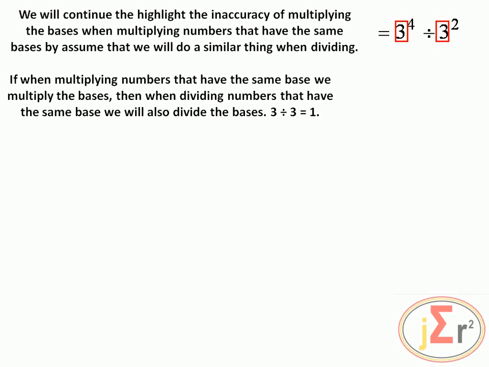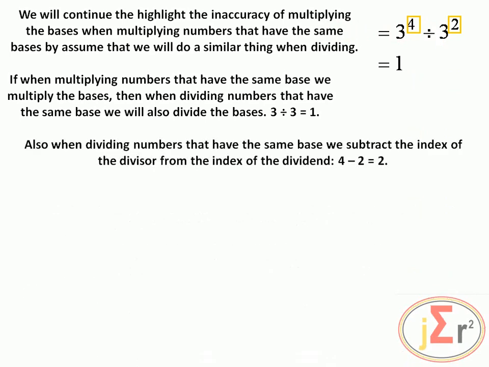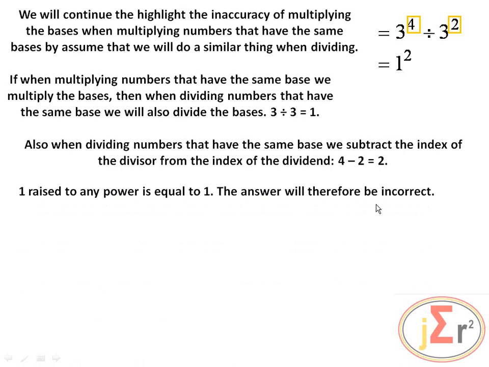So 3 divided by 3 is equal to 1. And what do we do with the indices? Also, when dividing numbers that have the same base, we subtract the index of the divisor from the index of the dividend, and we have 4 minus 2, which is equal to 2. 1 to the power of 2. 1 raised to any power is equal to 1. The answer will therefore be 1. That we know to be incorrect.